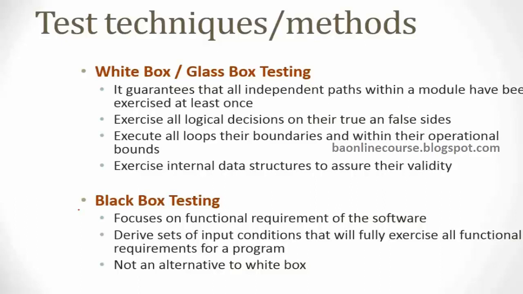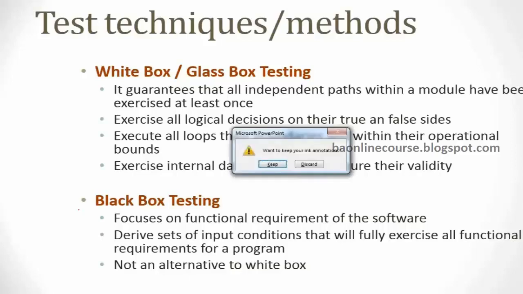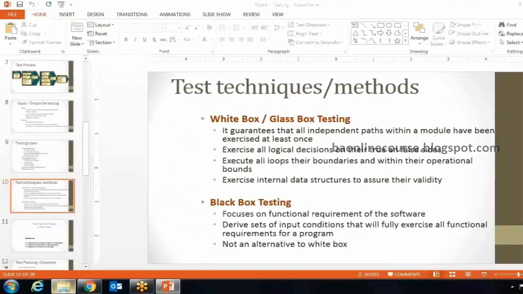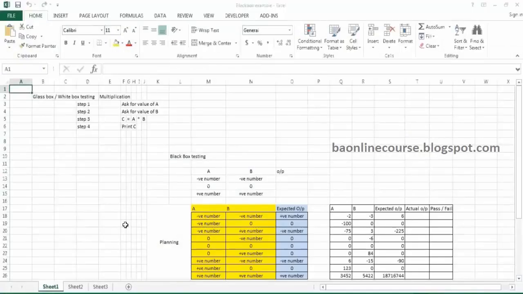So based on the input and the output which is coming out, I'm checking whether the system is working correctly or not. Let me take an example and then explain, I think it makes more sense. Let's say there's a small example for multiplying two numbers. What are the steps involved? First, you ask the user to enter a value of number A, then a value of number B. Then in step 3, you multiply them. In step 4, you print it.